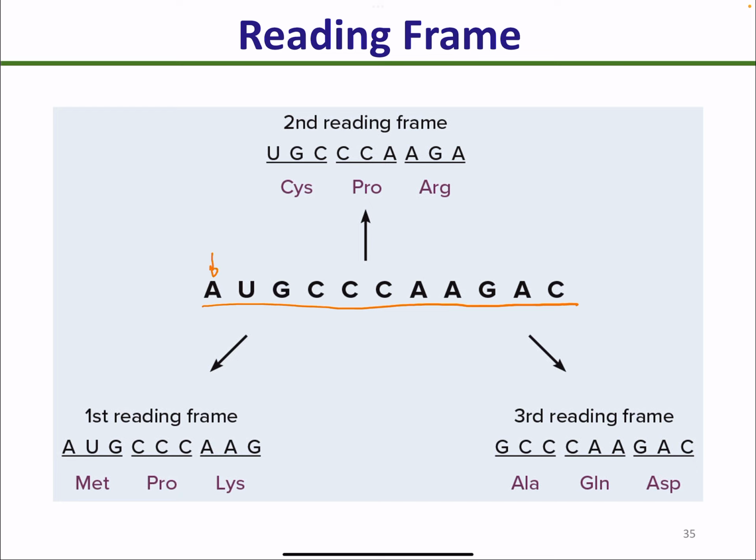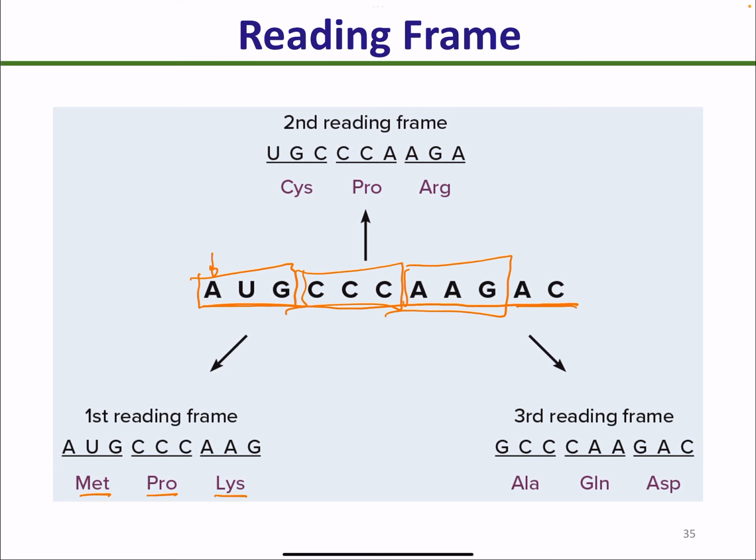When we ask that, we are going to say, let's assume that the ribosome will start reading from A. If we start reading from A, then the sequence is going to be AUG, CCC, AAG, and the last C doesn't account for any amino acid. So the first reading frame is going to read methionine, proline, lysine. All right?